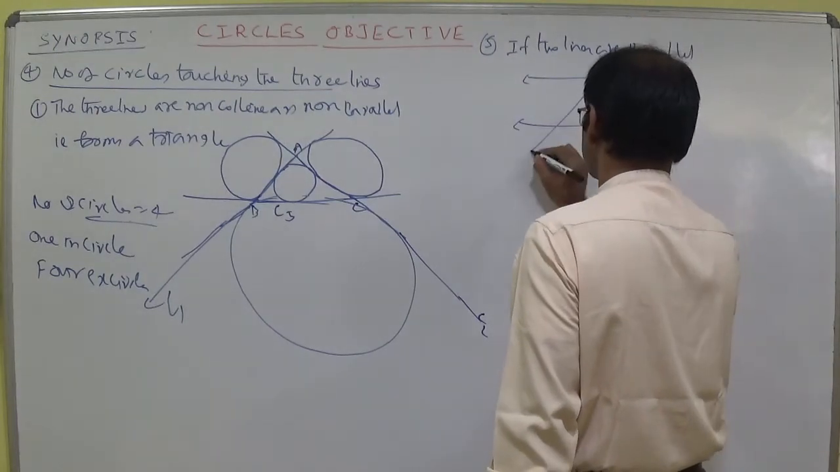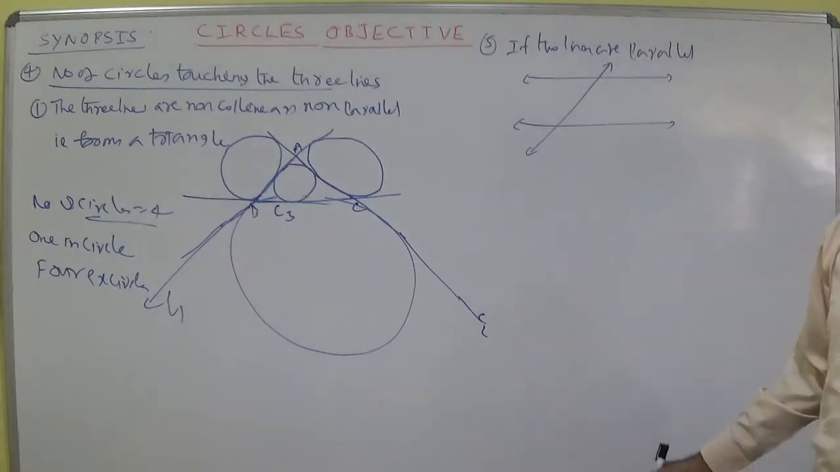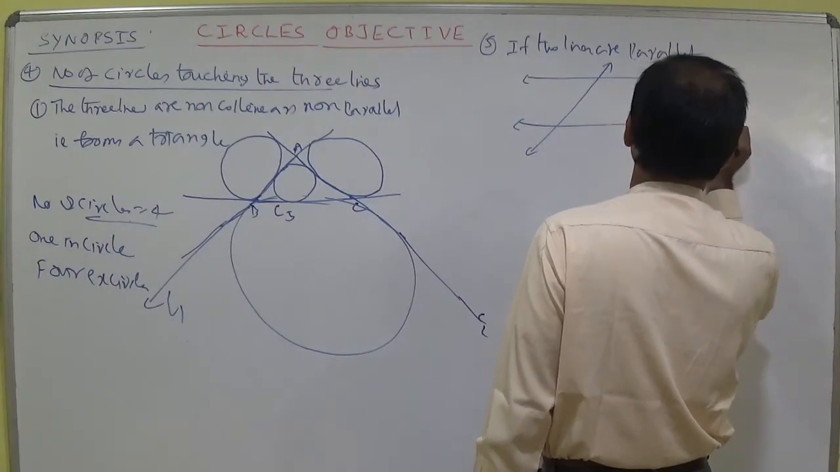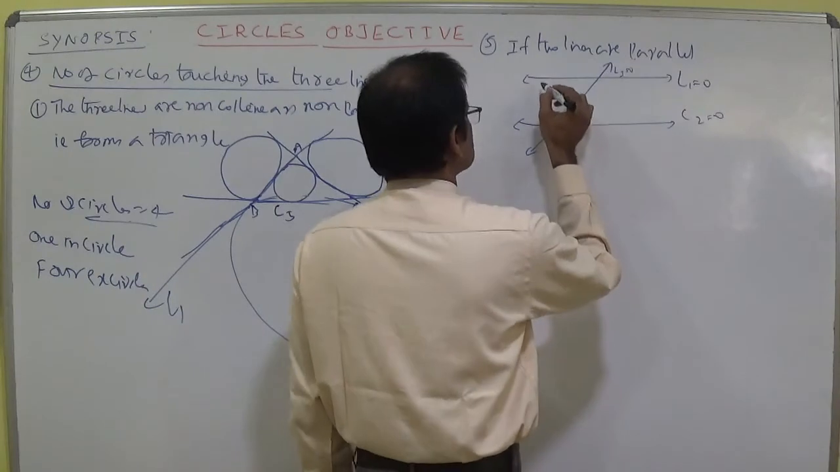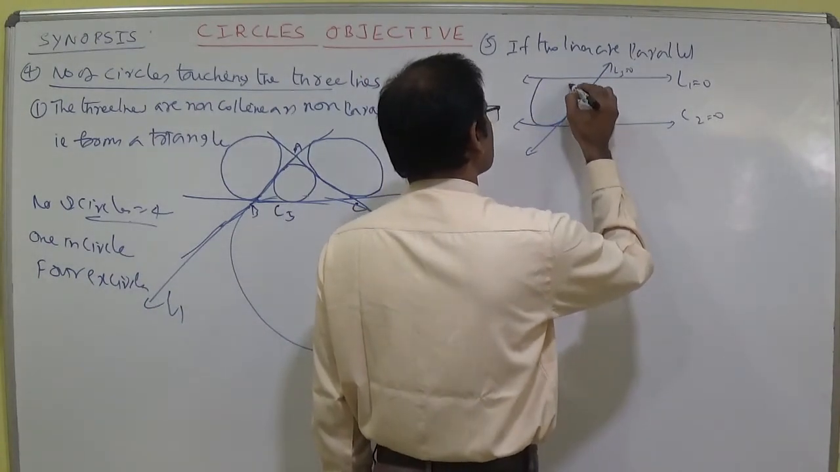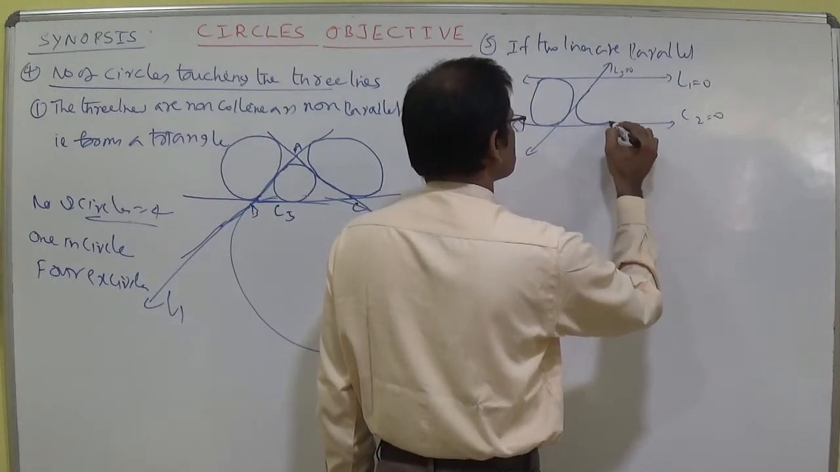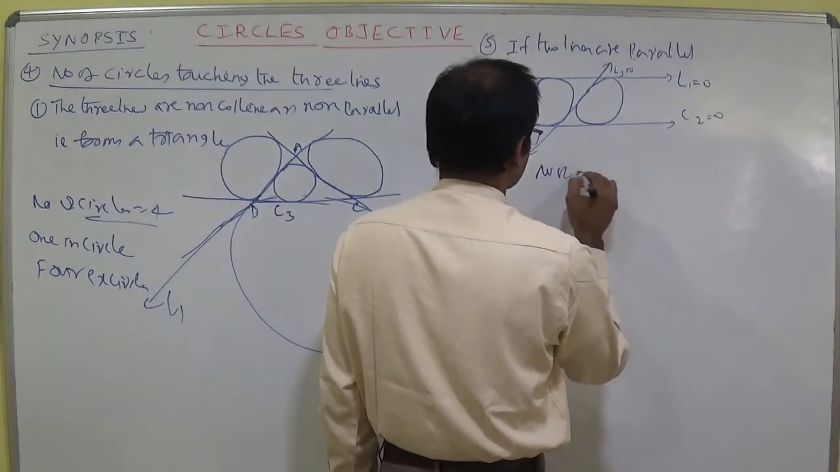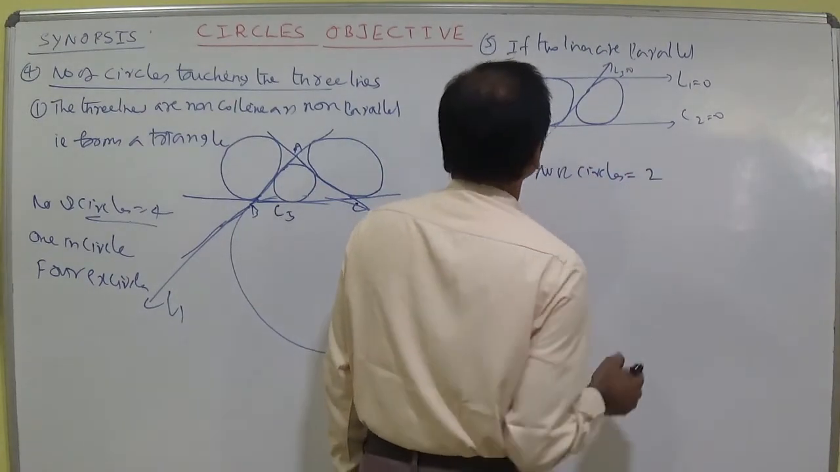Draw like this. In a transversal case, two lines are parallel: L1 equal to 0 and L2 equal to 0, and this line is L3 equal to 0, touching all the three lines. The circle which touches all three lines, this is a circle, and this is also a circle, like this. So the number of circles equal to 2.